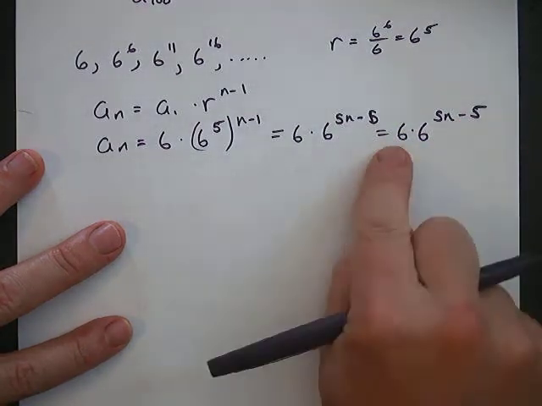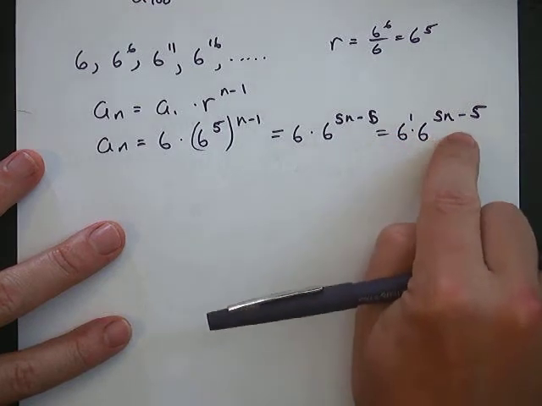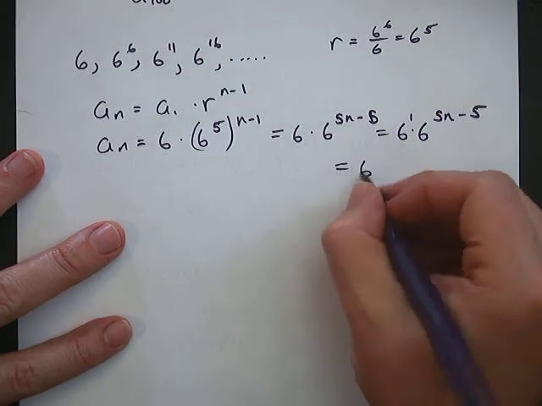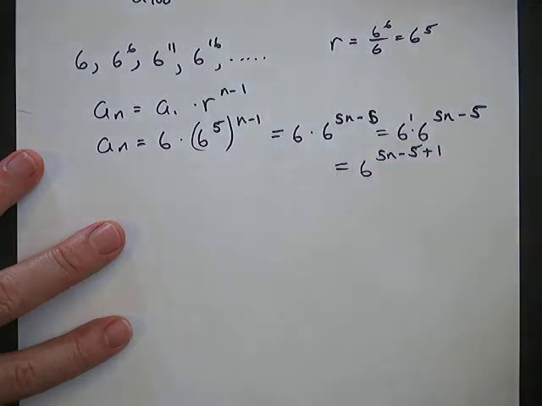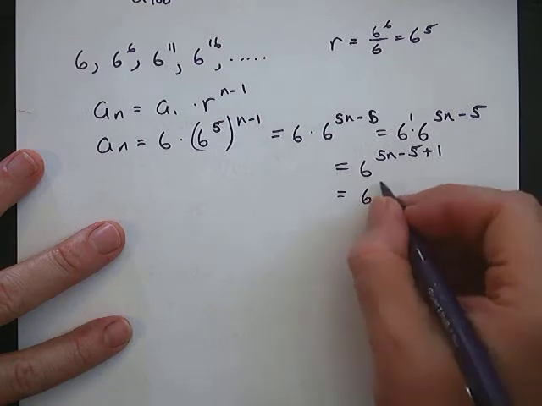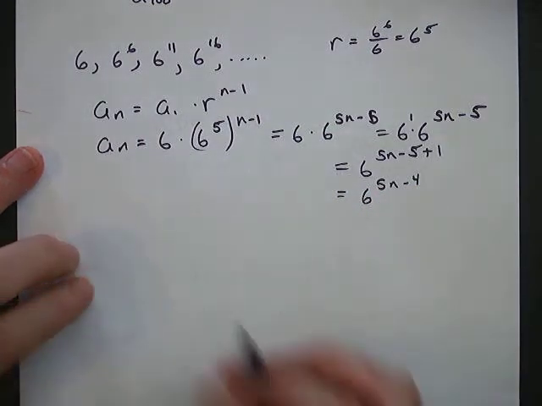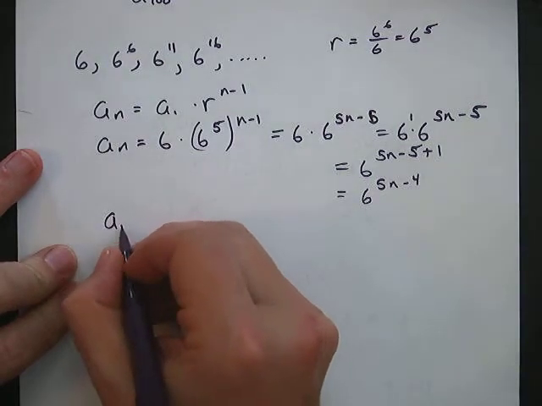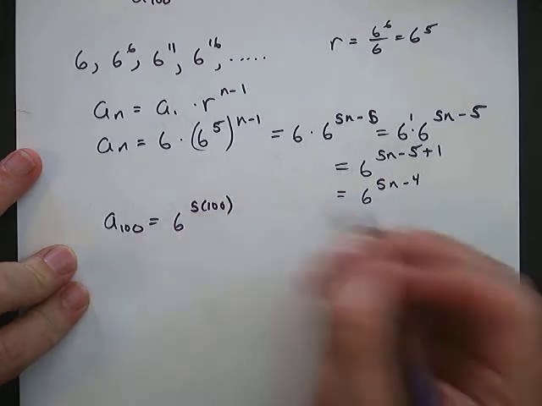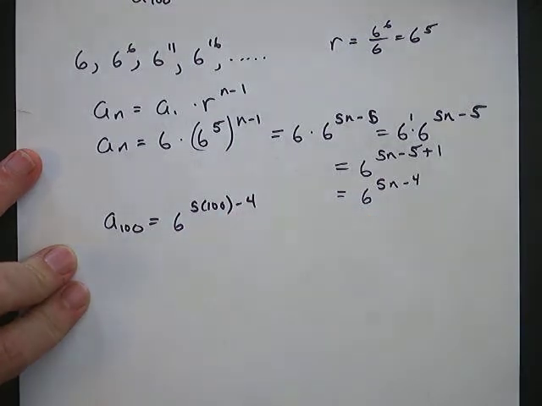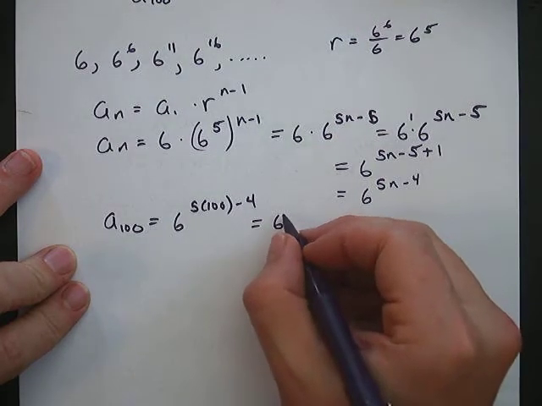Okay. And then if we have this 6 to the 1 power, and we have 6 to the 5n minus 5 power, you add those. So it'll be 6 to the 5n minus 5 plus the 1 that we have from here, which gives us 6 to the 5n minus 4. That's your nth term. If you want the 100th term, you do 6 to the 5 times 100 minus 4. So that's 6 to the 500 minus 4, which is 6 to the 496.